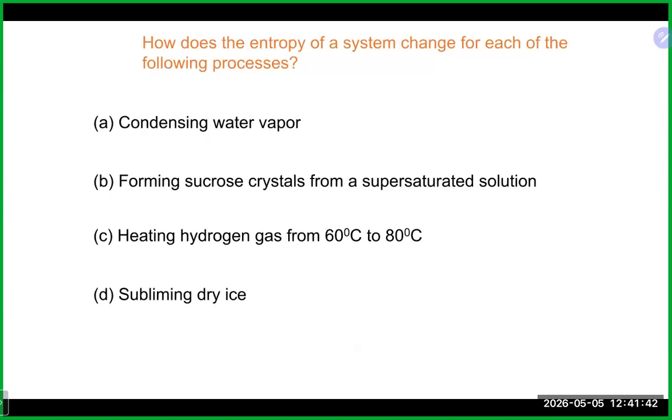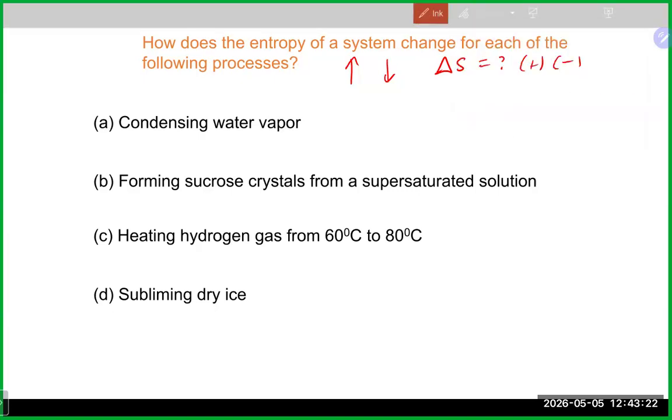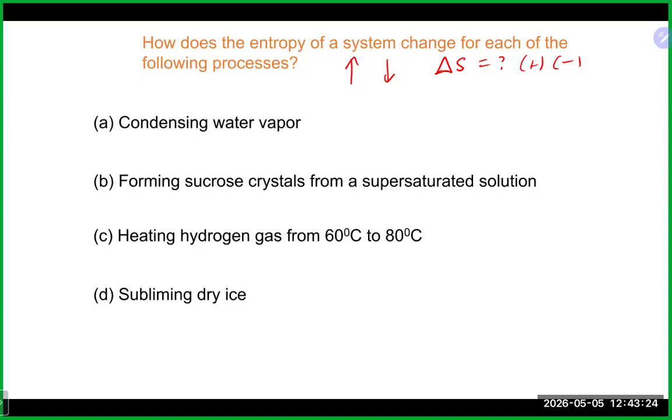So, let's talk about each of these processes here and take a moment. For each of these, does the entropy of the system change? How does the entropy change? Are we increasing the entropy? Are we decreasing the entropy? And what should the sign probably be for delta S? Should it be positive? Should it be negative? Take a moment there and think about each.